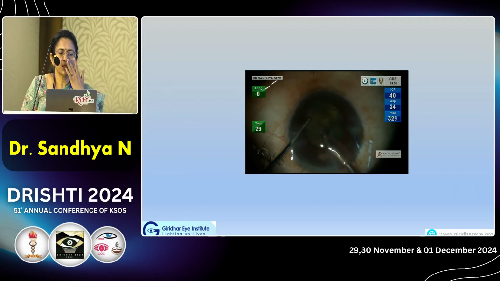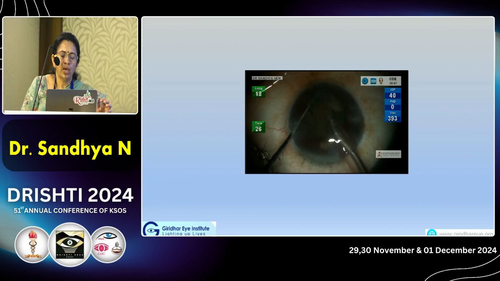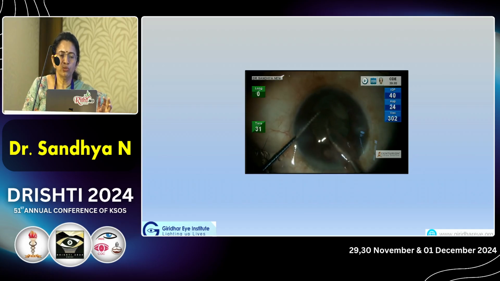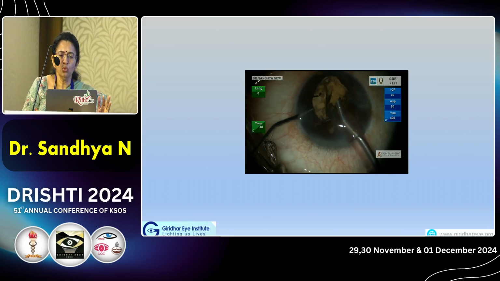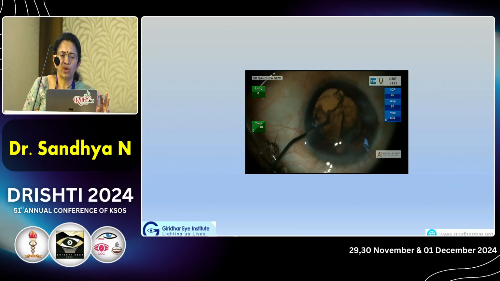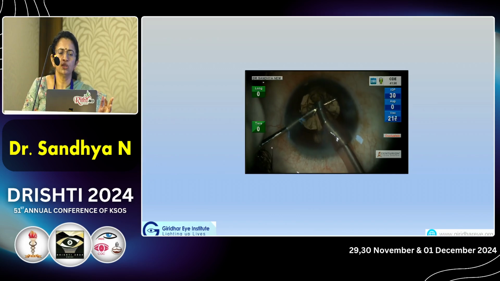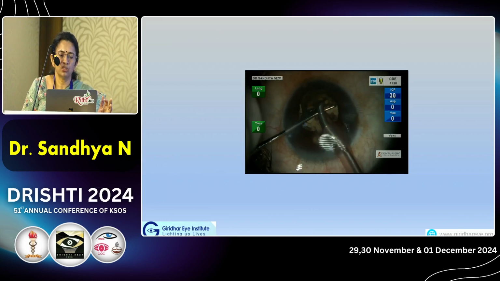So the nucleus pieces were emulsified, here again using low parameters. And before withdrawing the phaco probe, OVD was injected so that there is no sudden chamber shallowing. So fluctuation in the chamber stability, sudden shallowing, and all this can precipitate choroidal effusion in these eyes.